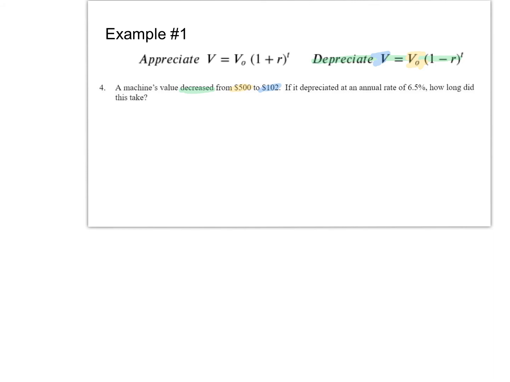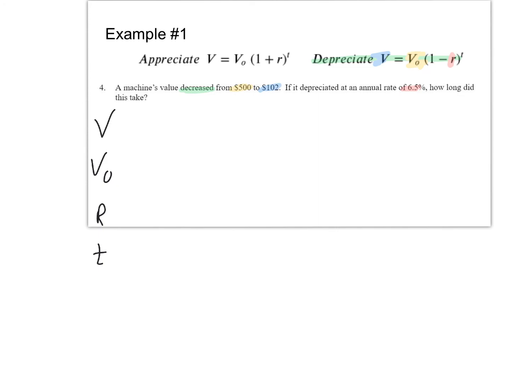Okay. Now, if the rate is 6.5%, so we have our rate, this time we're going to be looking for time. And this is where it's going to get really fun, because anytime you're looking for time with this, we're going to be using a logarithm. All right, so let's go in.